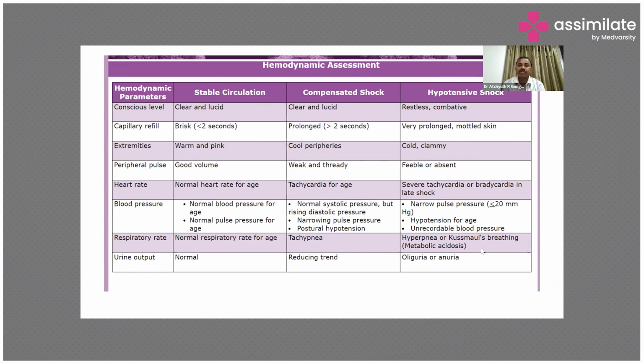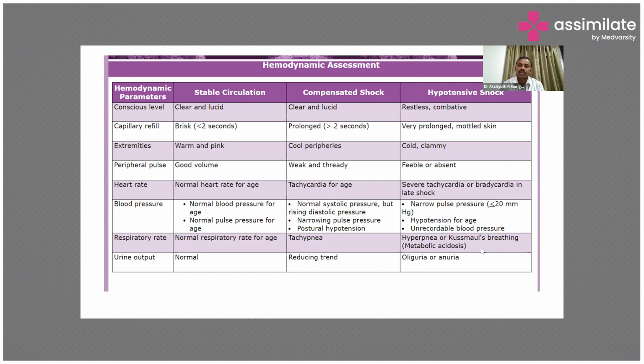Okay, and if the patient is in shock, but it is compensated by the physiological reserves of the patient, even then the patient will be clear and lucid, though the capillary refill time will be higher than 2 seconds. And the peripheries are cold because his body is trying to compensate, compromising the peripherals and supporting the vital organs. And because of this, the peripheral pulses are weak and thready. And there is tachycardia as a compensatory measure.